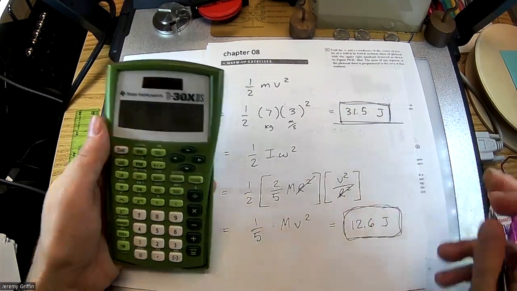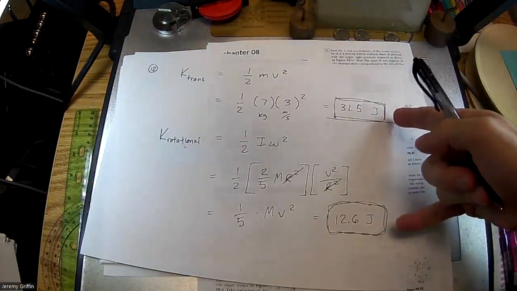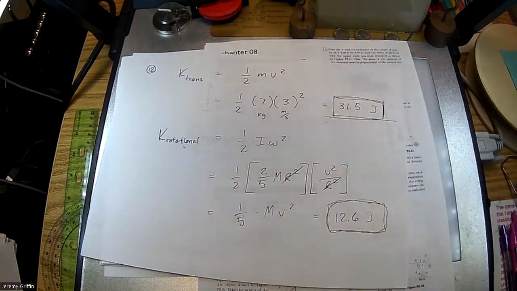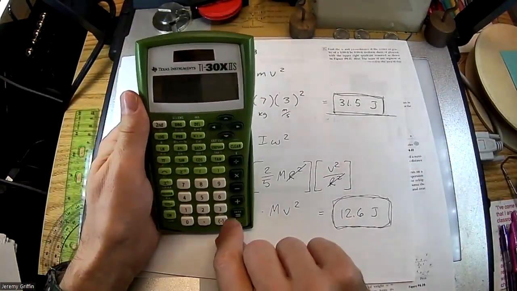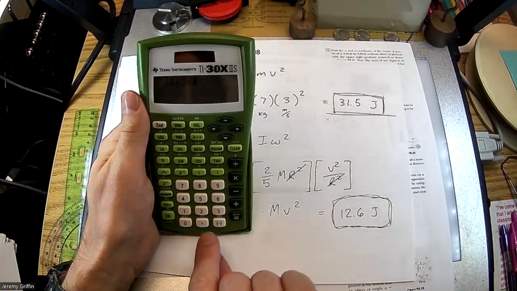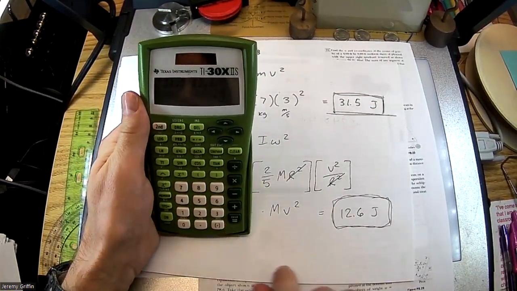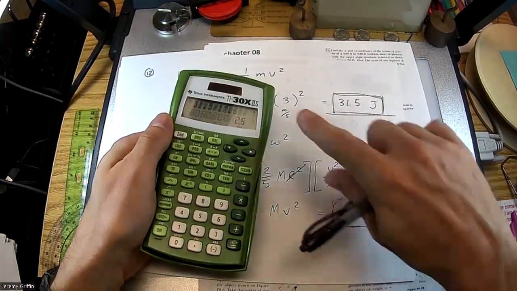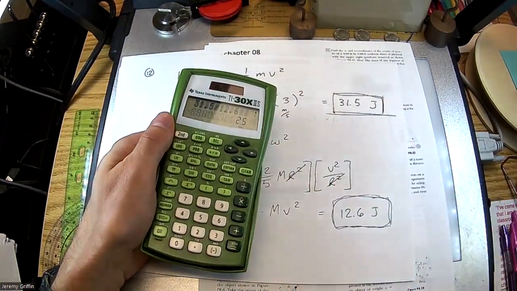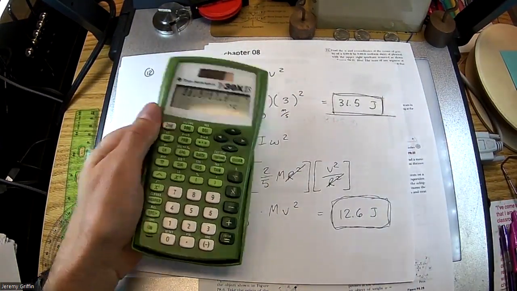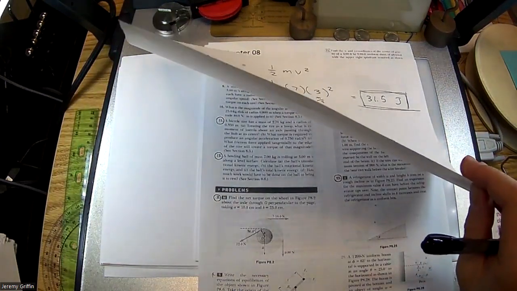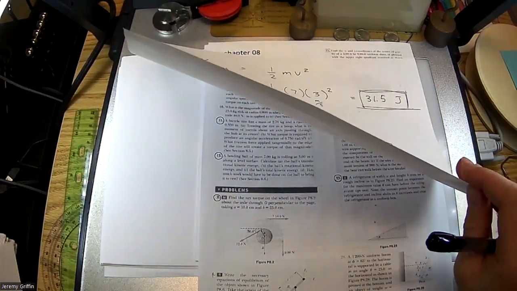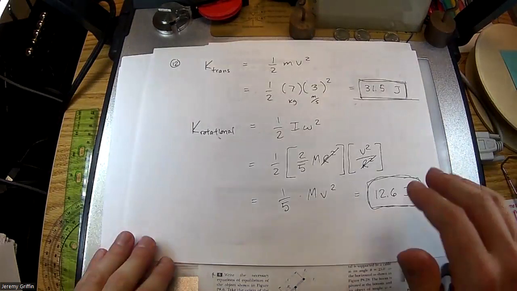Again, for a bowling ball, the ratio of these energies will always be some set value. Let's see what that ratio is. What is 31.5 compared to 12.6? It's like 2.5. That ratio will always be true for a bowling ball, regardless of the mass or the radial size of the bowling ball. And question C is, what's the ball's total kinetic energy?